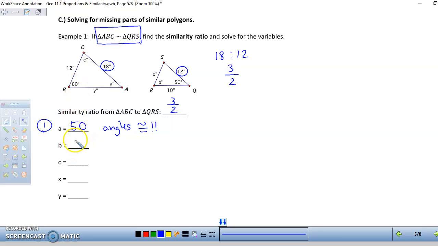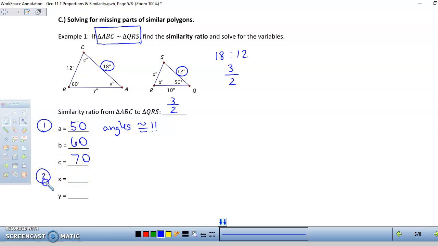B, oh, that's confusing. So B is here. So B goes with R. So that's going to be 60. And then you'll have to use the triangle sum theorem to figure out C, because neither C nor S are labeled. So here, that's 110, so this would have to be 70, to add up to 180.